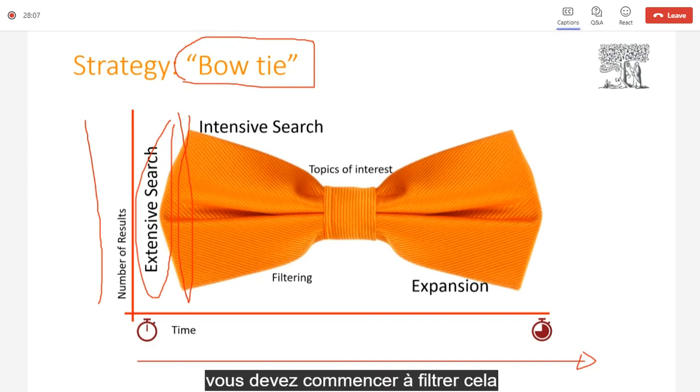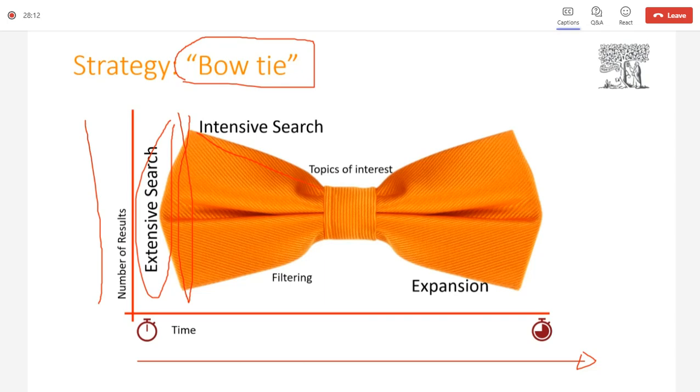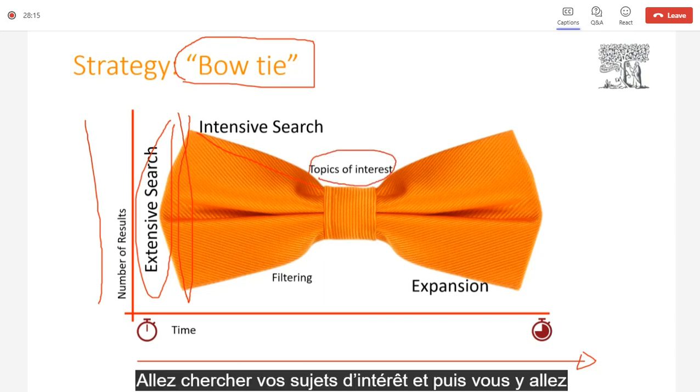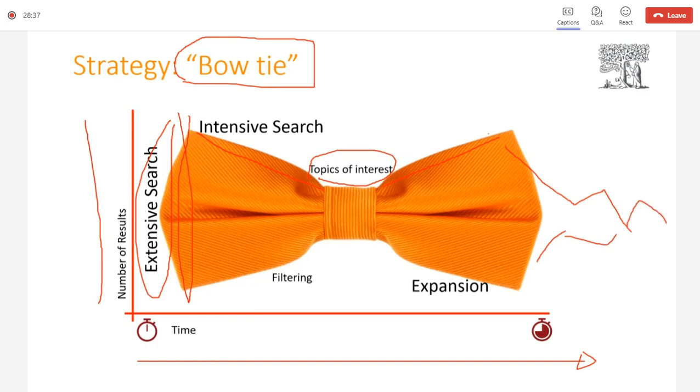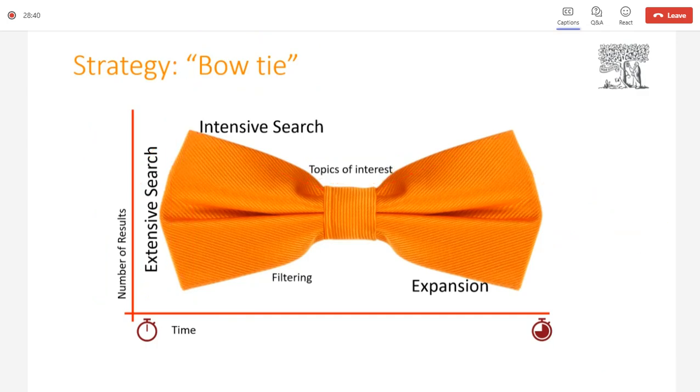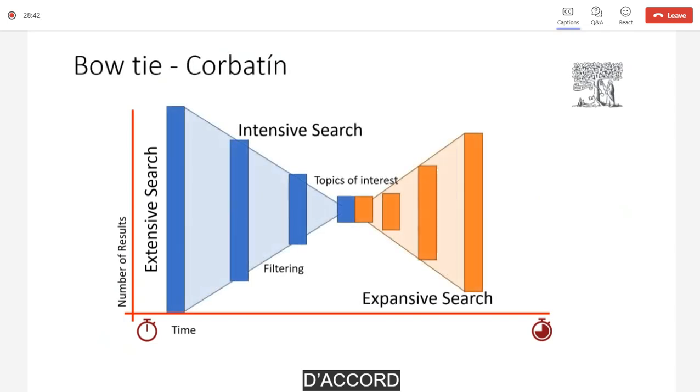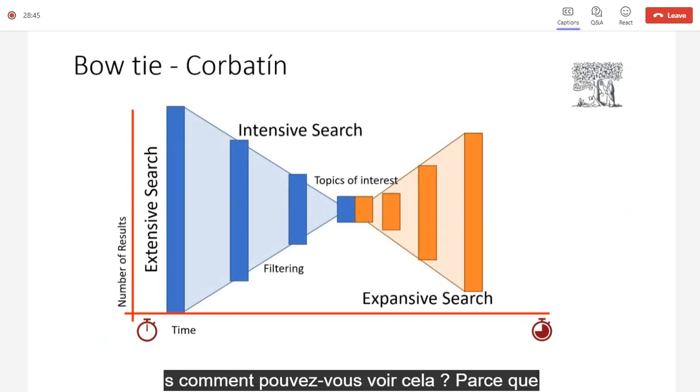Then you have to start filtering that initial search, going for your topics of interest. And then you're going to find a few documents. Maybe some of them are not well related, but you need to start moving in an expansion phase and grow the search again. And then you can do it several times until you find the proper set of documents that you want. Okay.